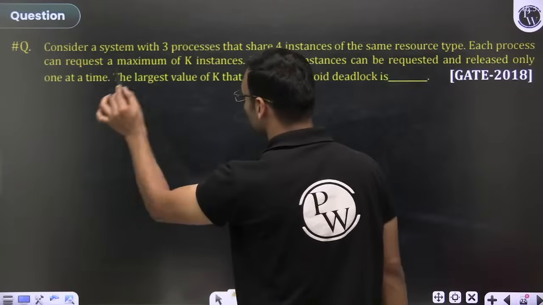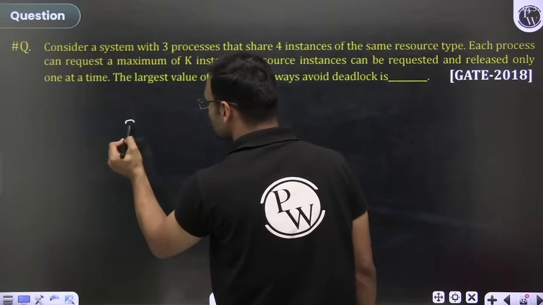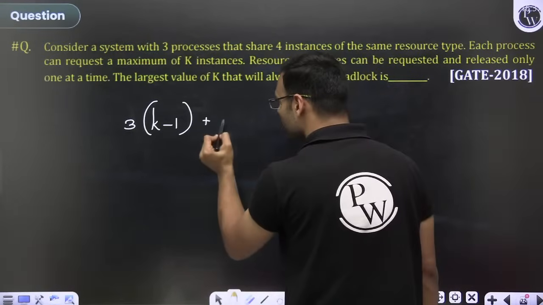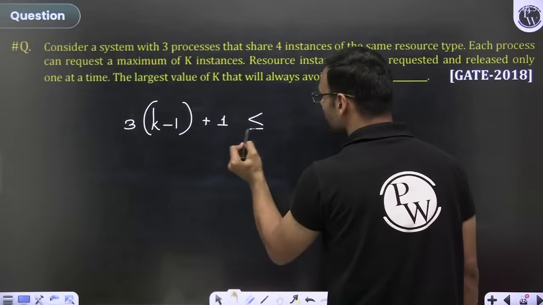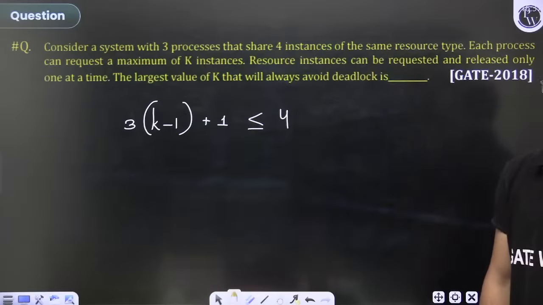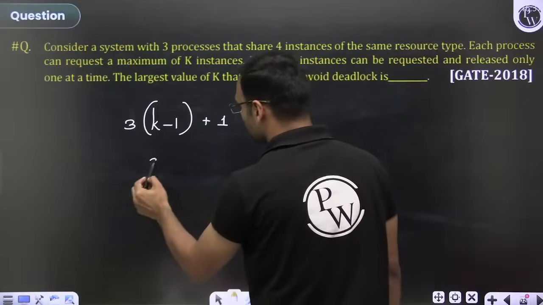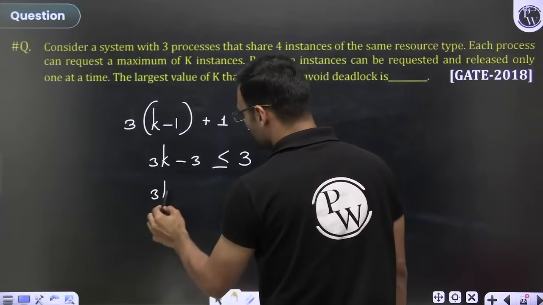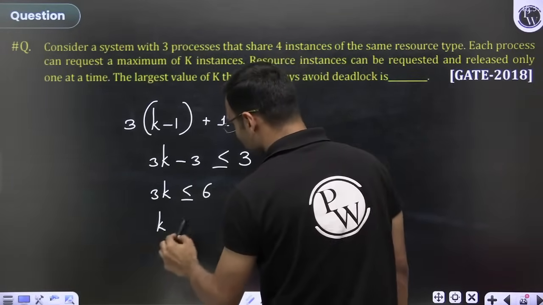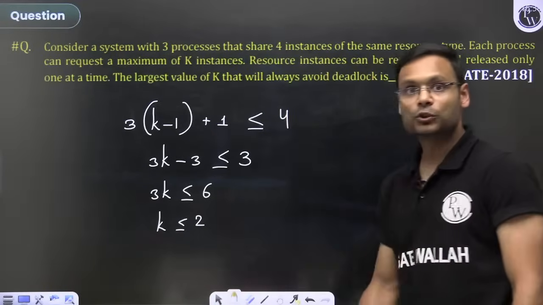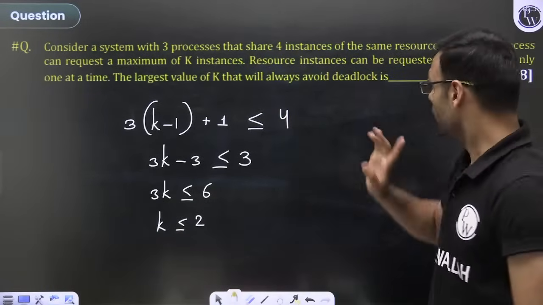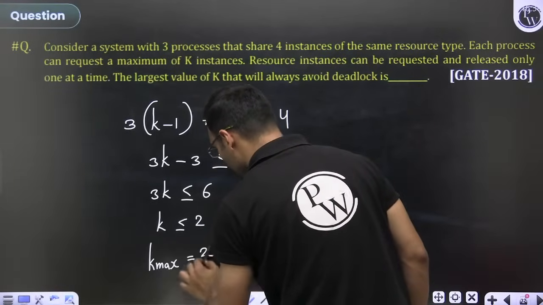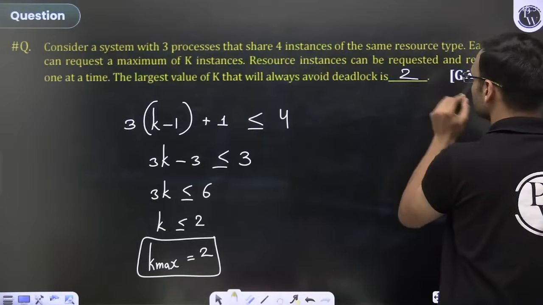So we know the concept, right? When 3 processes are there, each requiring k, give 1 less to each process, then plus 1. This should be less than or equal to the total resources I have, which is 4. 3k minus 3 less than or equal to 3, 3k less than or equal to 6, k less than or equal to 2. The k value should be either equal to 2 or lesser than 2. They are asking the largest value of k, so the maximum of k is equal to 2. That is the answer.